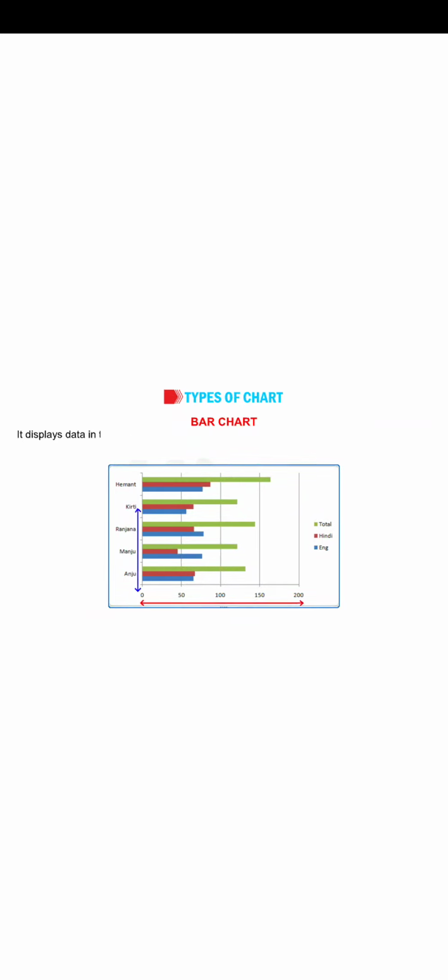It displays data in the form of long rectangular rods called bars that are placed vertically or horizontally on the chart area. In this type of chart, categories are represented on the vertical axis and values are represented on the horizontal axis. You can also display the bar chart in stacked form to understand the relationship between different entities. They can be displayed as 2D or 3D graphics.